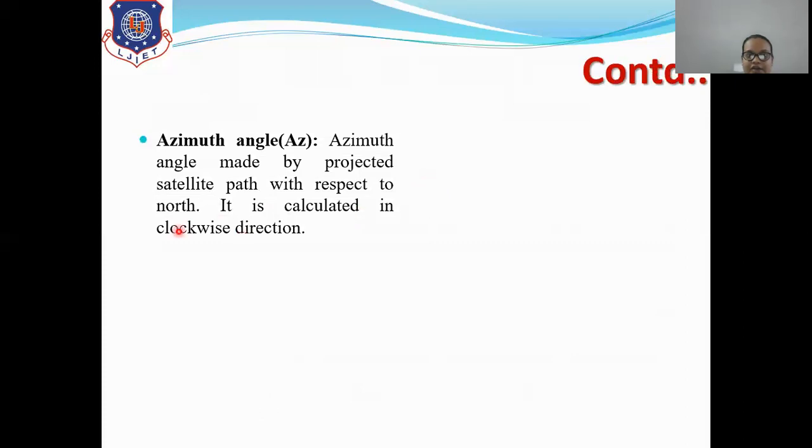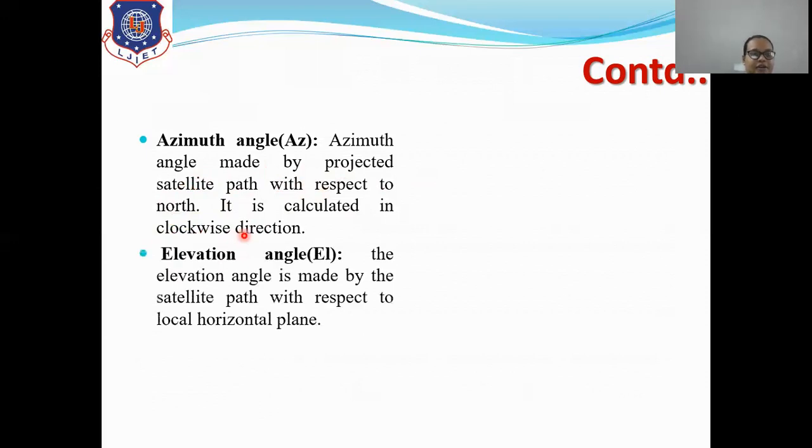It is calculated in the clockwise direction. So it is made by the projected satellite path with respect to north. With respect to the north direction, you need to project the satellite path and calculate the azimuth angle in the clockwise direction. Then the elevation angle: the elevation angle is made by the satellite path with respect to the local horizontal plane, which is our ground station.